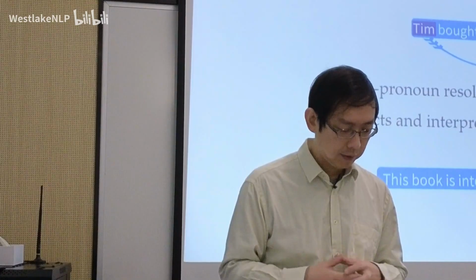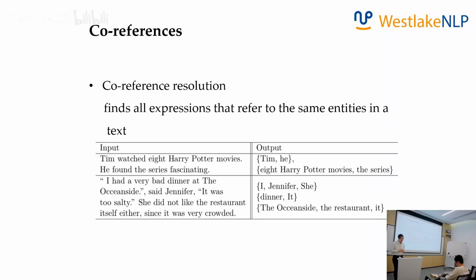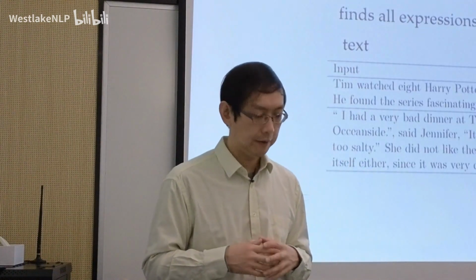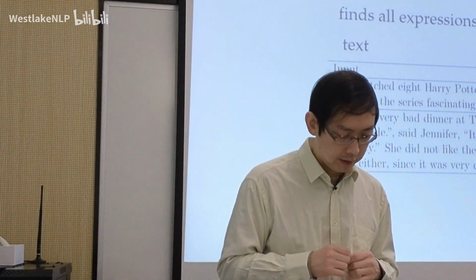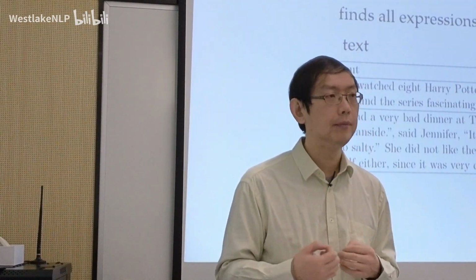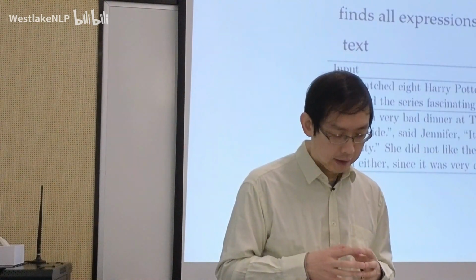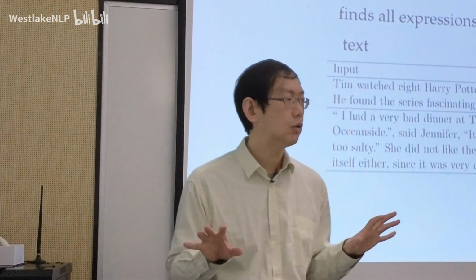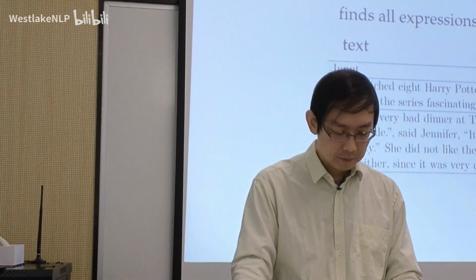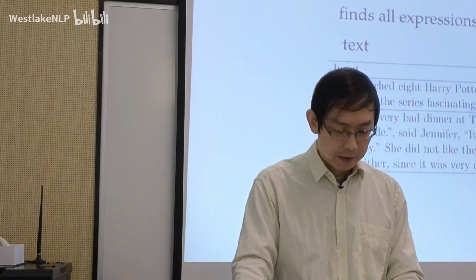So next, there's a related task called coreference resolution. And the goal is not only to isolate out the correlation between two words in a sentence, but also to extract all the mentions of the same entity and put them together. This is called coreference. So in the first example, we have Tim and he, which mention the same entity, a person. But we also have the Harry Potter movies and the series, etc. These mention a film. All right, so those are about entities.